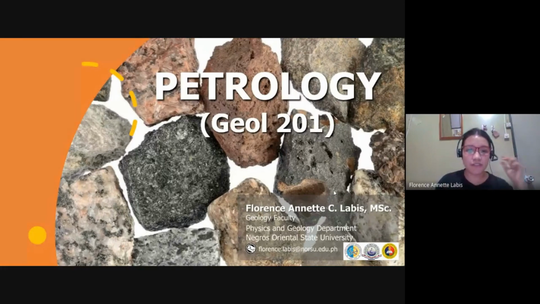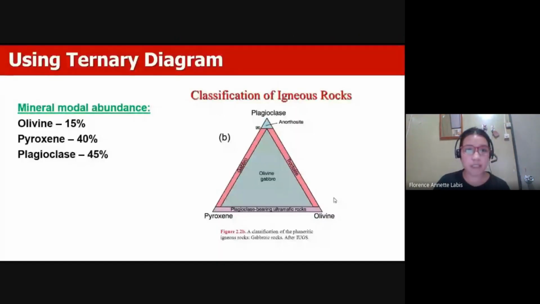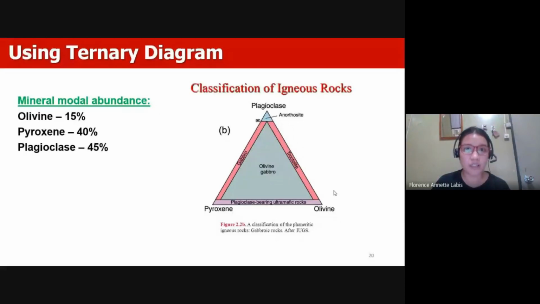Okay, good afternoon, everyone. So this is just a continuation of the lecture from our previous meeting. I believe we stopped at the classification of igneous rocks using the ternary diagram.